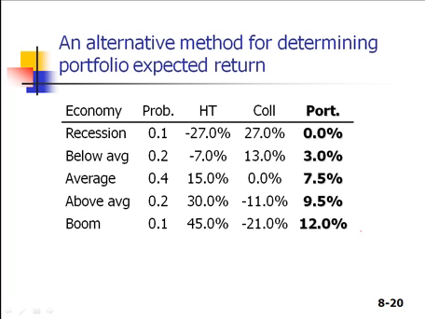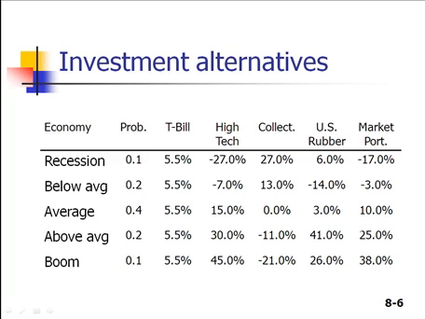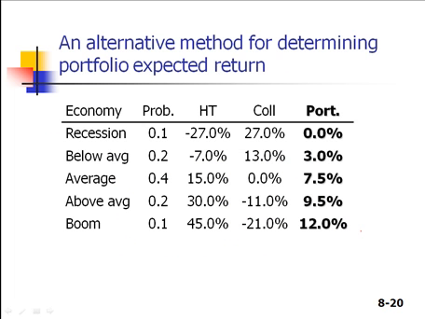Now you might remember from the first part of the lesson in this chapter that we had a big probability distribution where we listed all of the possible outcomes for all 5 of these different investments: the T-bill, the 3 different stocks, and then the market portfolio. Now in this case we are just taking that information for the 2 stocks in question, the 2 stocks that make up this portfolio. There's the high-tech stock and then there's the collection stock.